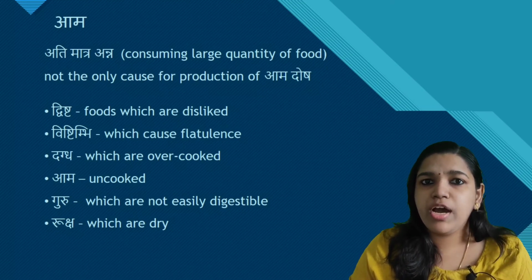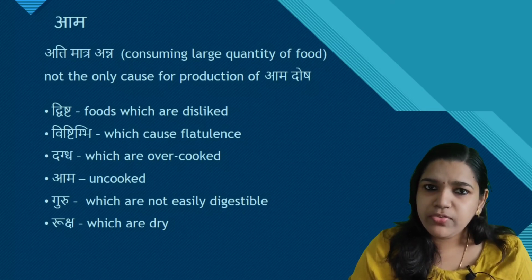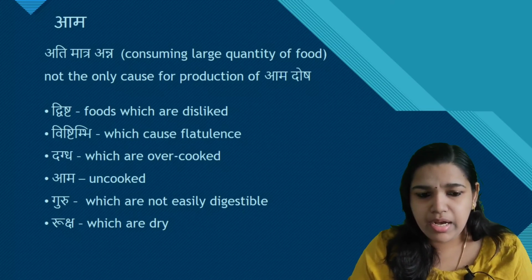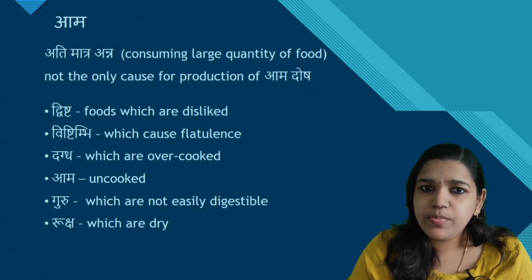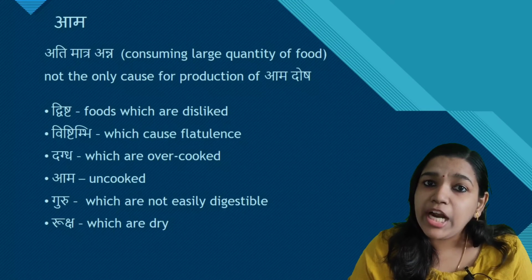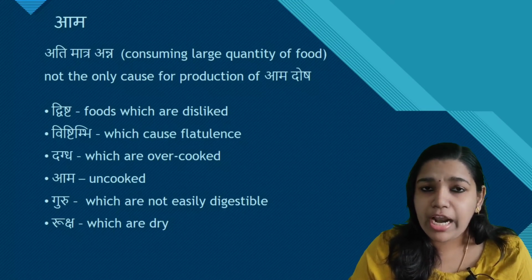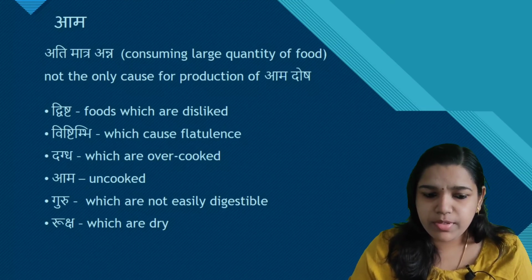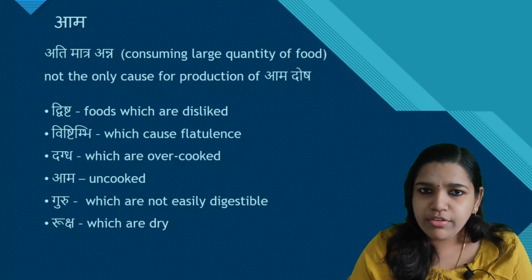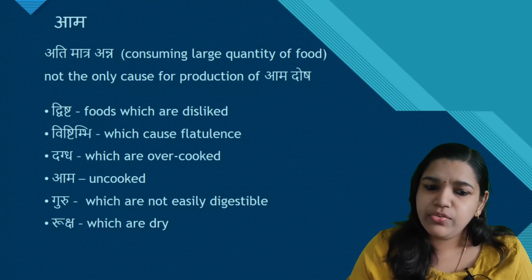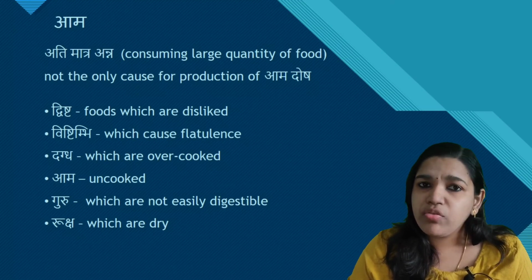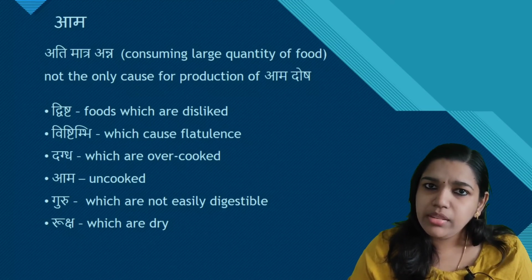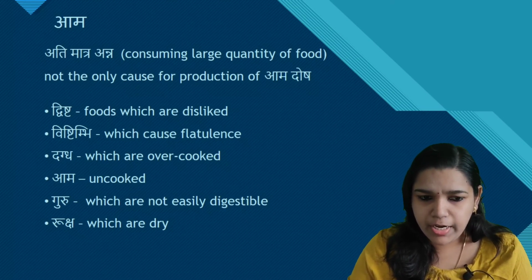So if the dravyas have more of vishtamba guna, in such conditions also the proper digestion of that food may not happen. Then dagdha ahara, that is food which is overcooked, or ama avastha, that is uncooked or unripened food. Then guru and ruksha ahara. Guru means food which is not easily digestible, and ruksha means excessively dry food. So if we are taking such food, that is dvishta, food not liked by the person, or vishtambhi, foods which produce vishtamba, then dagdha, that is overcooked, or ama, that is uncooked, or guru or ruksha ahara.